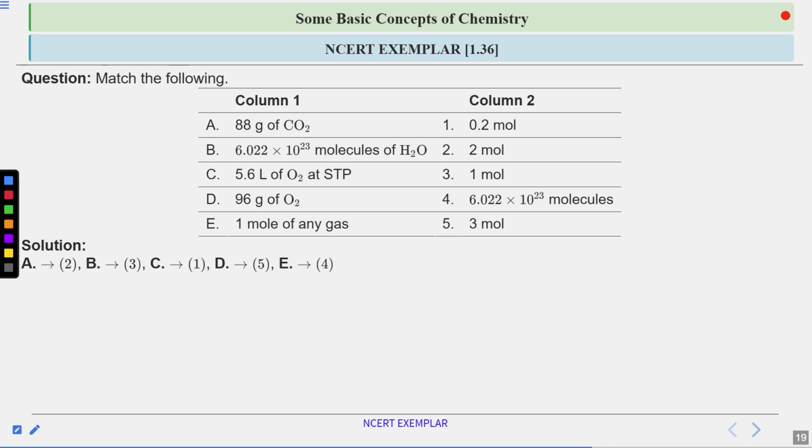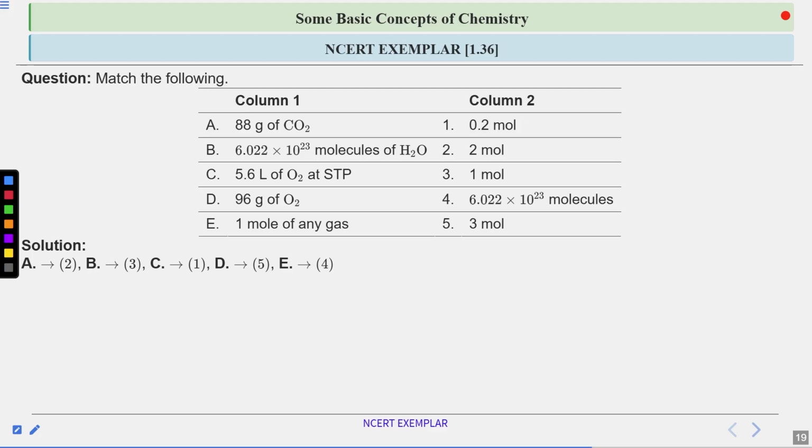88 grams of CO2 will be related to 2 moles. B, 6.022 into 10 to the power 23 molecules of H2O is related to 1 mole of H2O. Then in option C, 5.6 liter of O2 is related to 0.2 mole of O2. 96 gram of O2 is related to 3 moles of O2, and lastly 1 mole of any gas is related to 6.022 into 10 to the power 23 molecules.